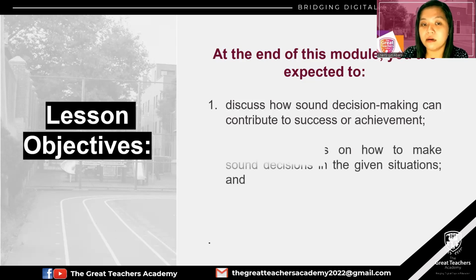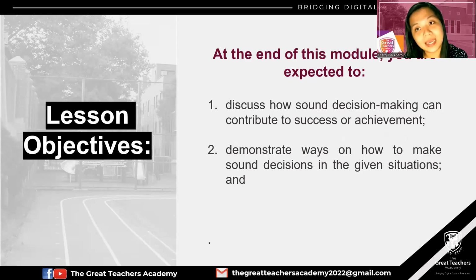Next is demonstrate ways on how to make sound decisions in the given situation. So again, halos lahat naman yata ng scenario in life or almost every day, nagkakaroon talaga or dumadating talaga tayo sa point na kailangan natin mag-decide, diba? Sa simpleng bagay, just like kung ano yung isusuot mo, diba? You decide kung ano yung isusuot mo. Another thing is kung ano yung sasakyan mo, diba? Papuntang school, diba? You also decide kung magte-train ka ba or magta-taxi ka ba or mag-jeep ka ba.